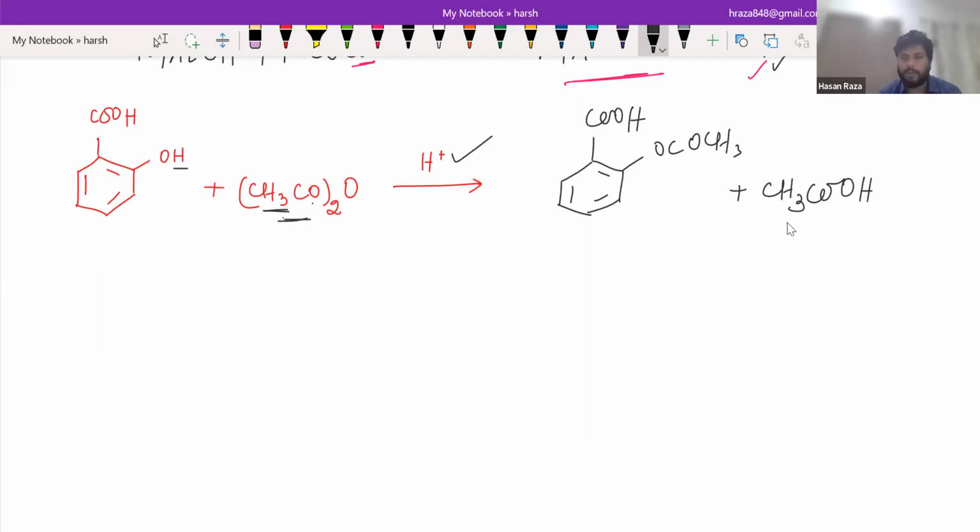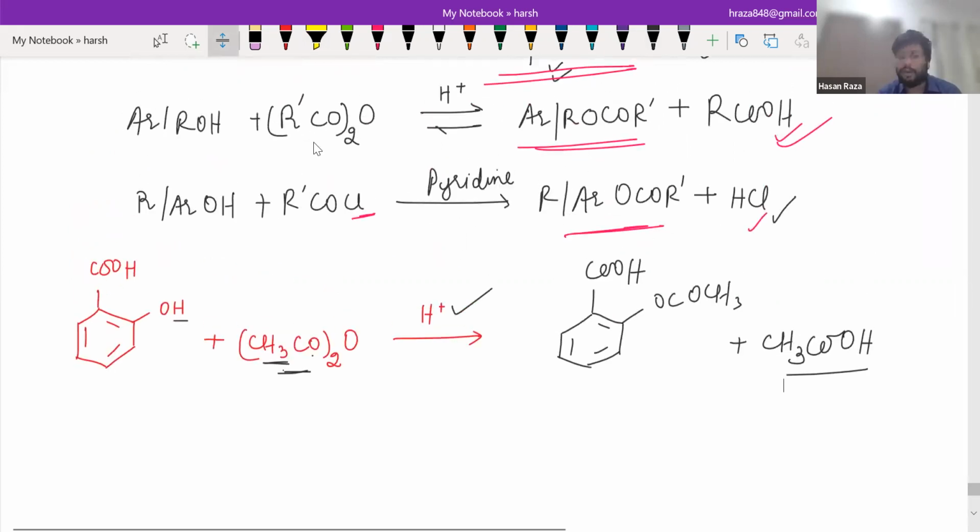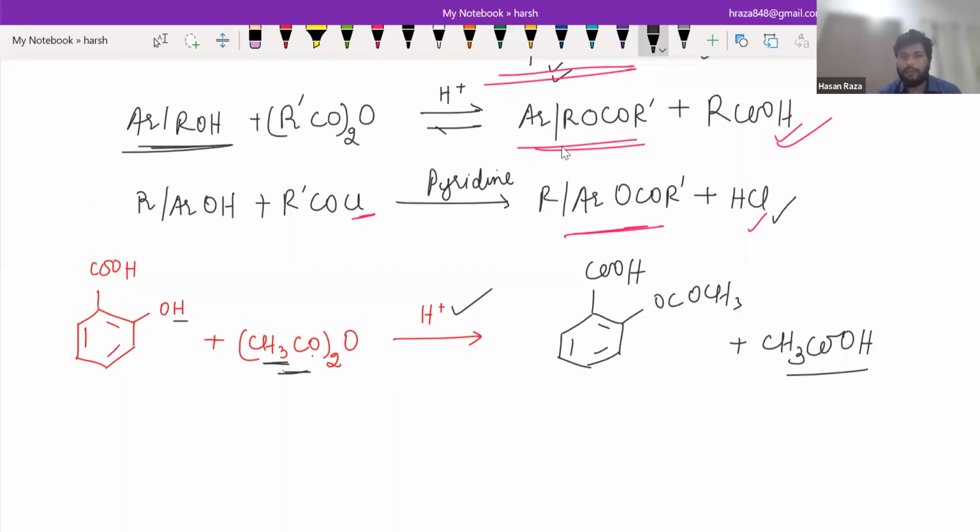This reaction is very easy if you look at this. As you know, when alcohol or phenol reacts with acid anhydride, it will form ester along with the byproduct carboxylic acid. This is a phenol, but now you can see carboxylic acid will not react with this acid anhydride. This will react with only this alcohol group in the presence of acid to form ester with byproduct.